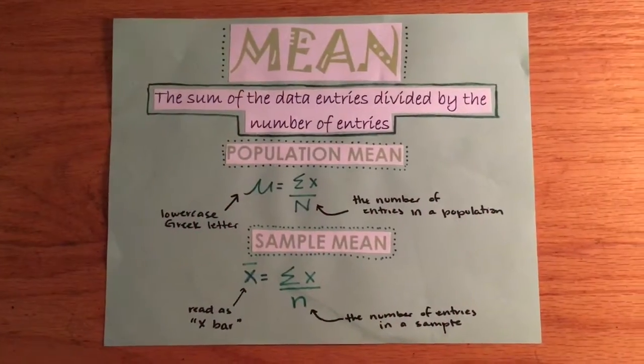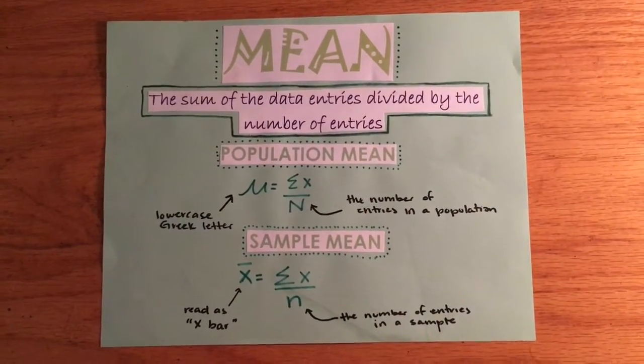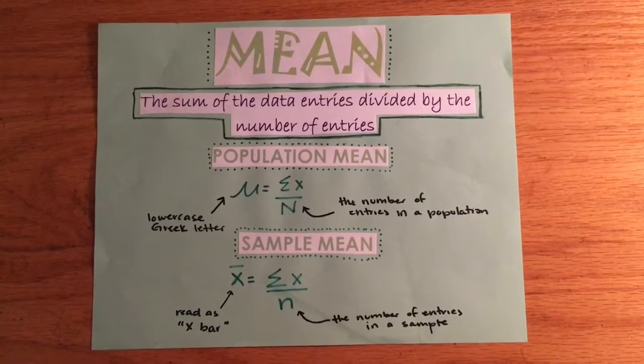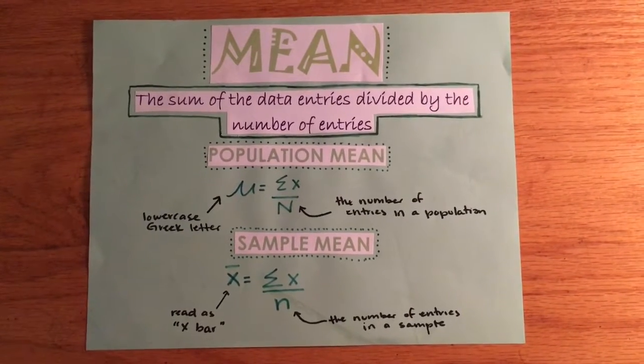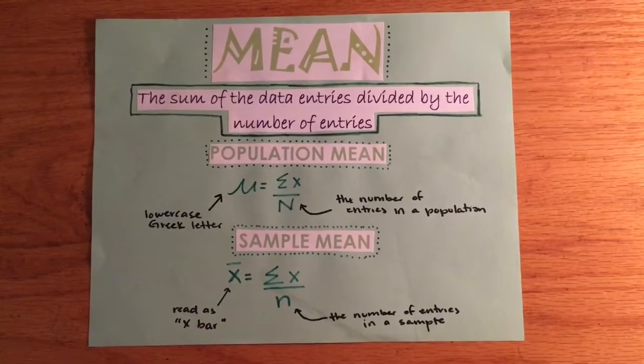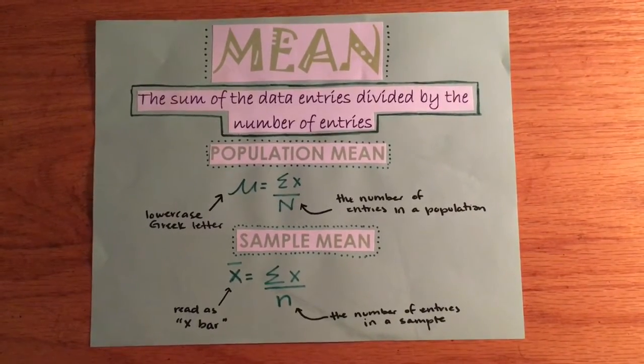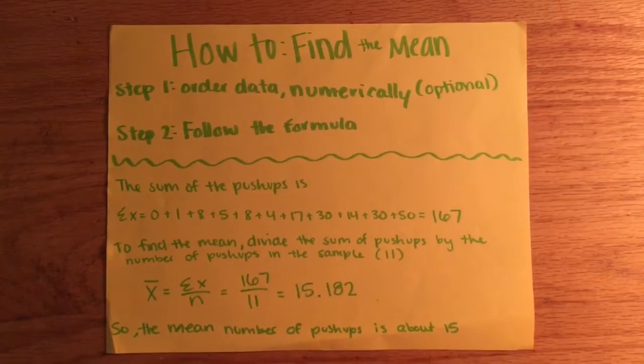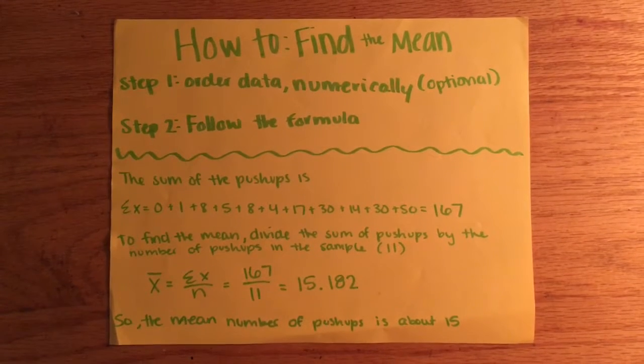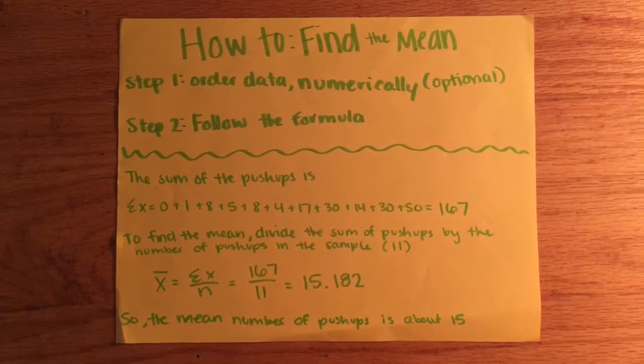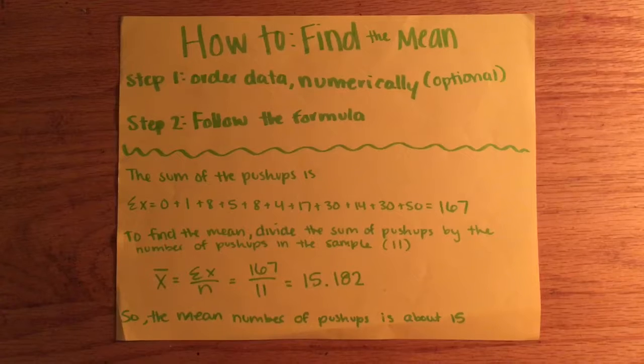The first central tendency that we will be talking about today is the mean. The mean is the sum of the data entries divided by the number of entries. To find the mean of a data set, you will use one of the following formulas. To find the sample mean, you must, number 1, order the data numerically. Number 2, follow the formula.